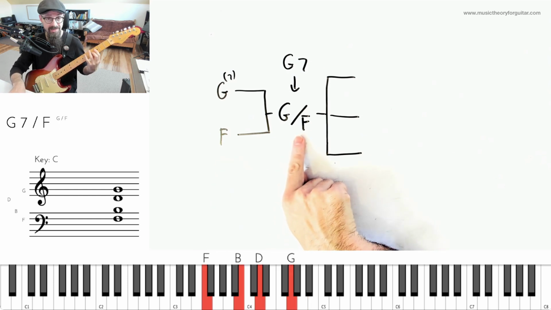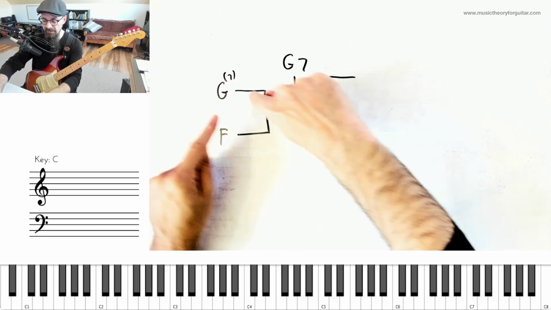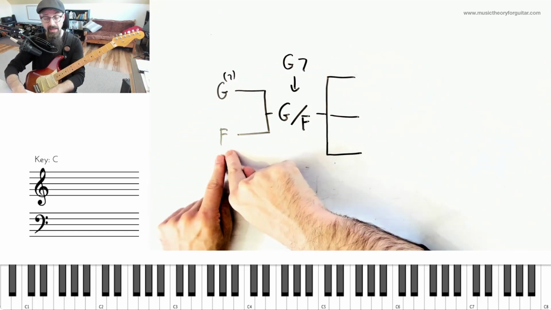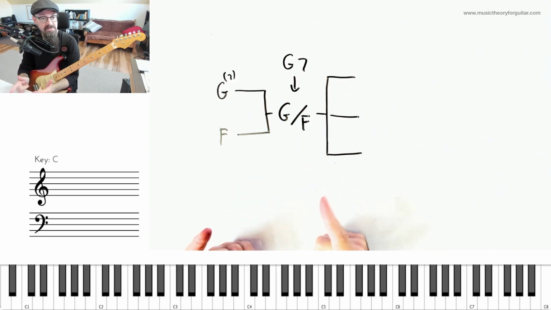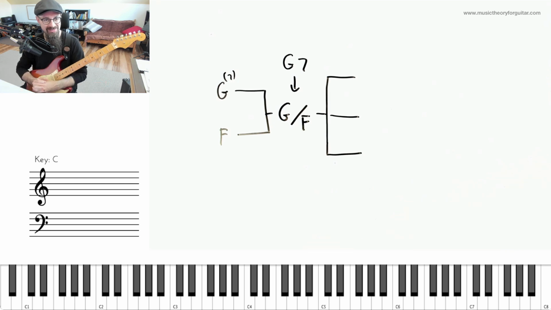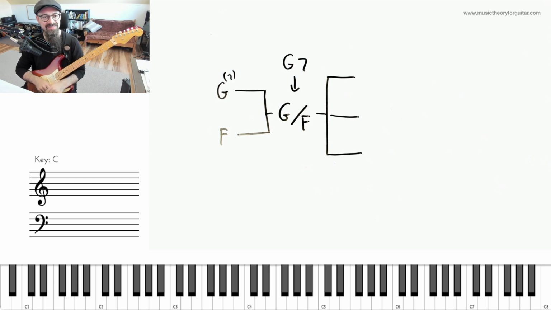On G over F, the bass is still F. So essentially, I am either introducing the top part, the G chord, or the bass, the F, before I play this chord. Do I have to do this? No, as usual in music, you can do whatever you want. But that's a good way to introduce this chord and make it sound very, very natural.